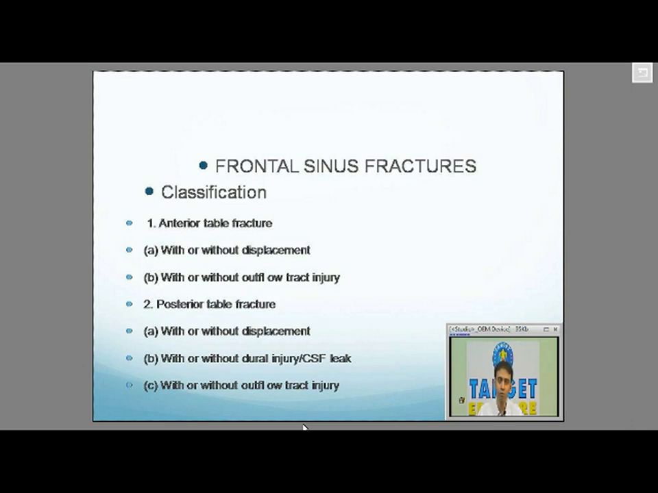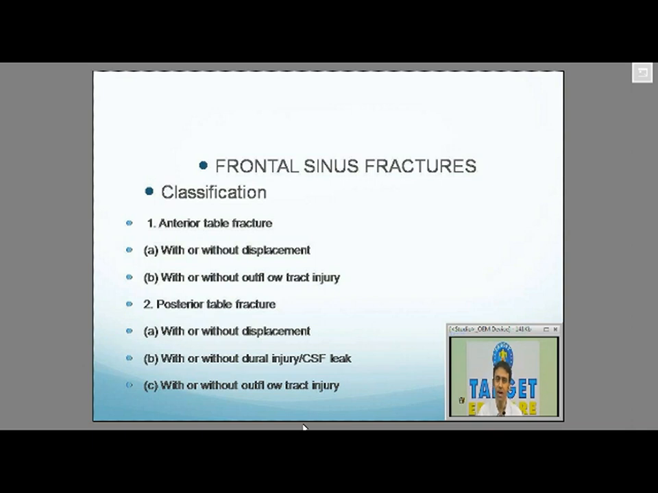AIIMS SR had also focused on naso-orbital ethmoidal fractures and frontal sinus fractures. These are topics which we usually avoid at the graduate level, and they are not given in the most commonly seen books of oral surgery. So I'll give you an overview of what frontal sinus fractures and naso-orbital ethmoidal fractures are. These are some of the postgraduate questions which they had asked, and they can be repeated in the All India exam which is coming next week. So I'll first classify the frontal sinus fractures.